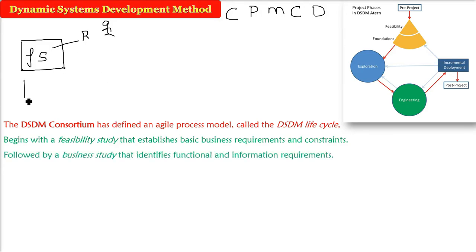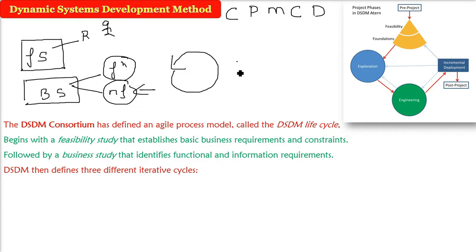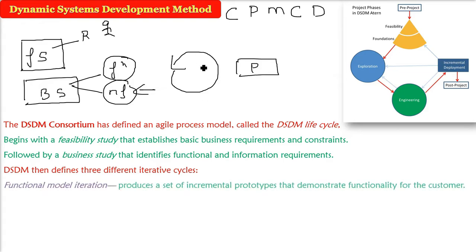And then the next thing in the life cycle is the business study. Here the functional and non-functional requirements are identified. For example, functional is that the image brightness should be increased, or it needs to be rotated 90 degrees. Non-functional is the performance, for example. So after this feasibility study and business study, DSDM defines 3 different iterative cycles. It's an iterative way, I told you already.